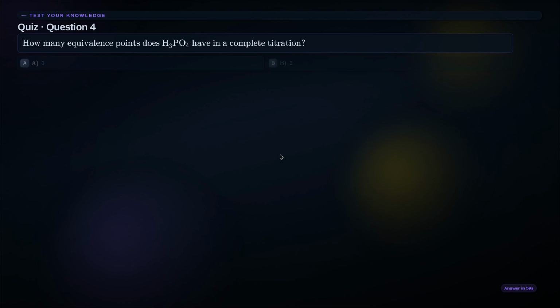Quiz question 4. How many equivalence points does phosphoric acid have in a complete titration? Option A, 1. Option B, 2. Option C, 3. Option D, 4.